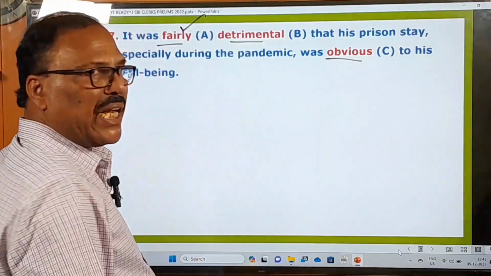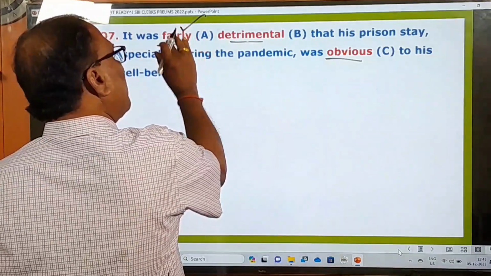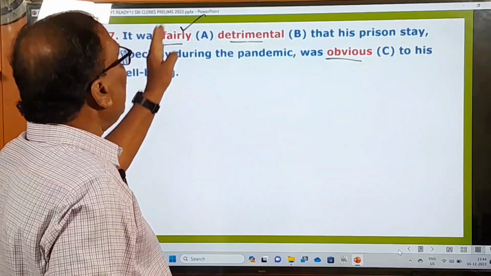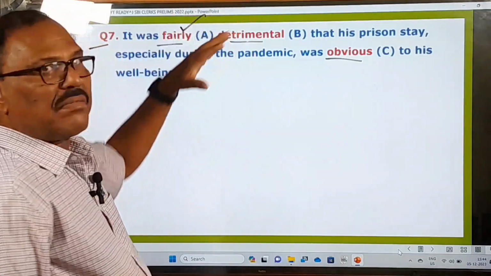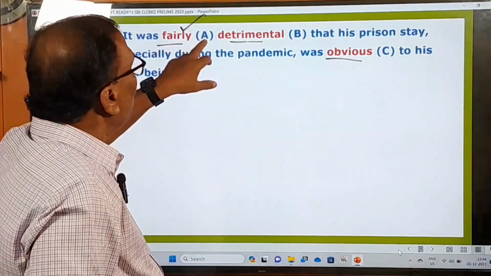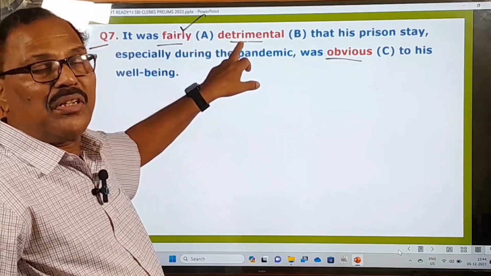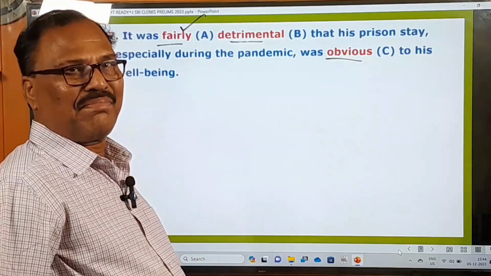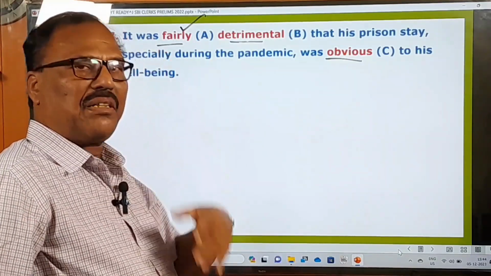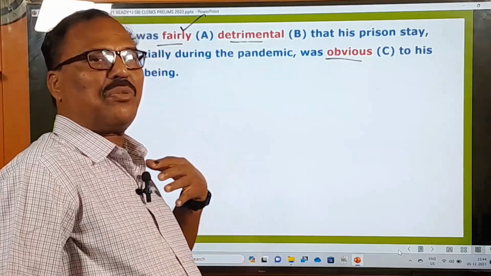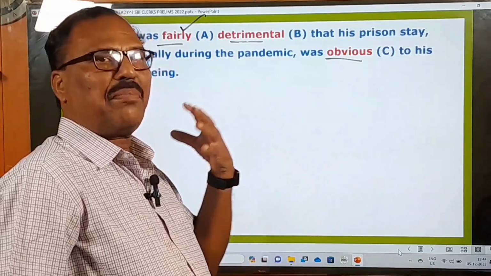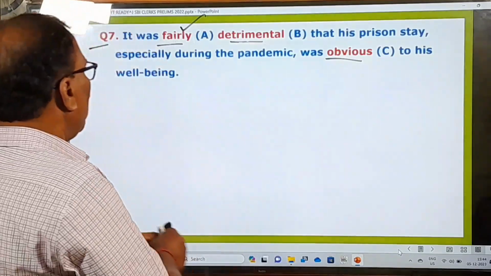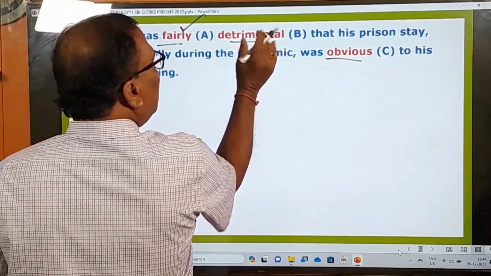Fairly detrimental, it cannot be so, because fairly is a positive word, detrimental is a negative word. Positive and negative words cannot go together. Fairly good, fairly nice. So fairly is always followed by a positive word, but not a negative word. Detrimental means harmful, damaging. That is a bad word. These words are detrimental to my character. These rumors are detrimental to me. Detrimental means harmful and damaging. Okay. So here fairly detrimental should not be used.